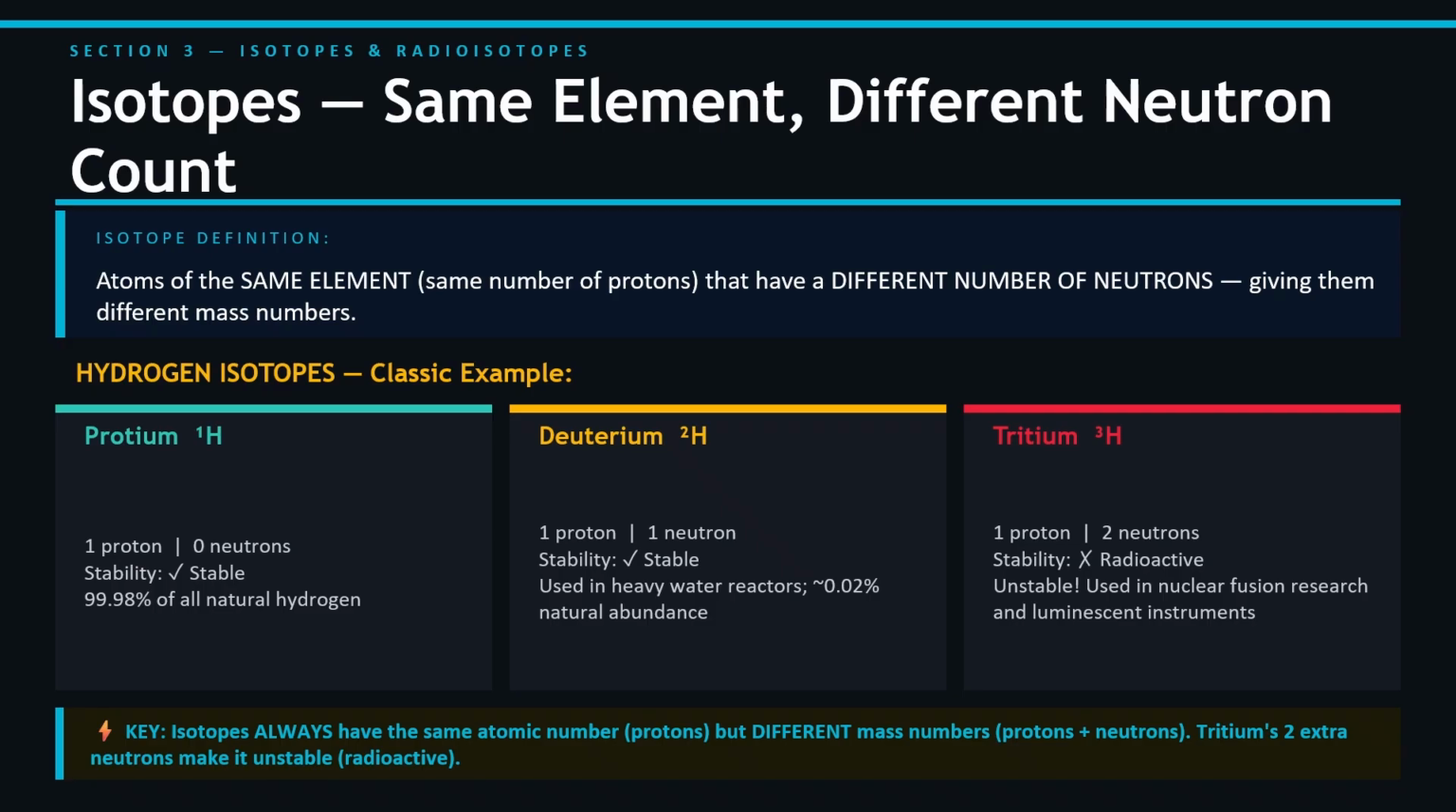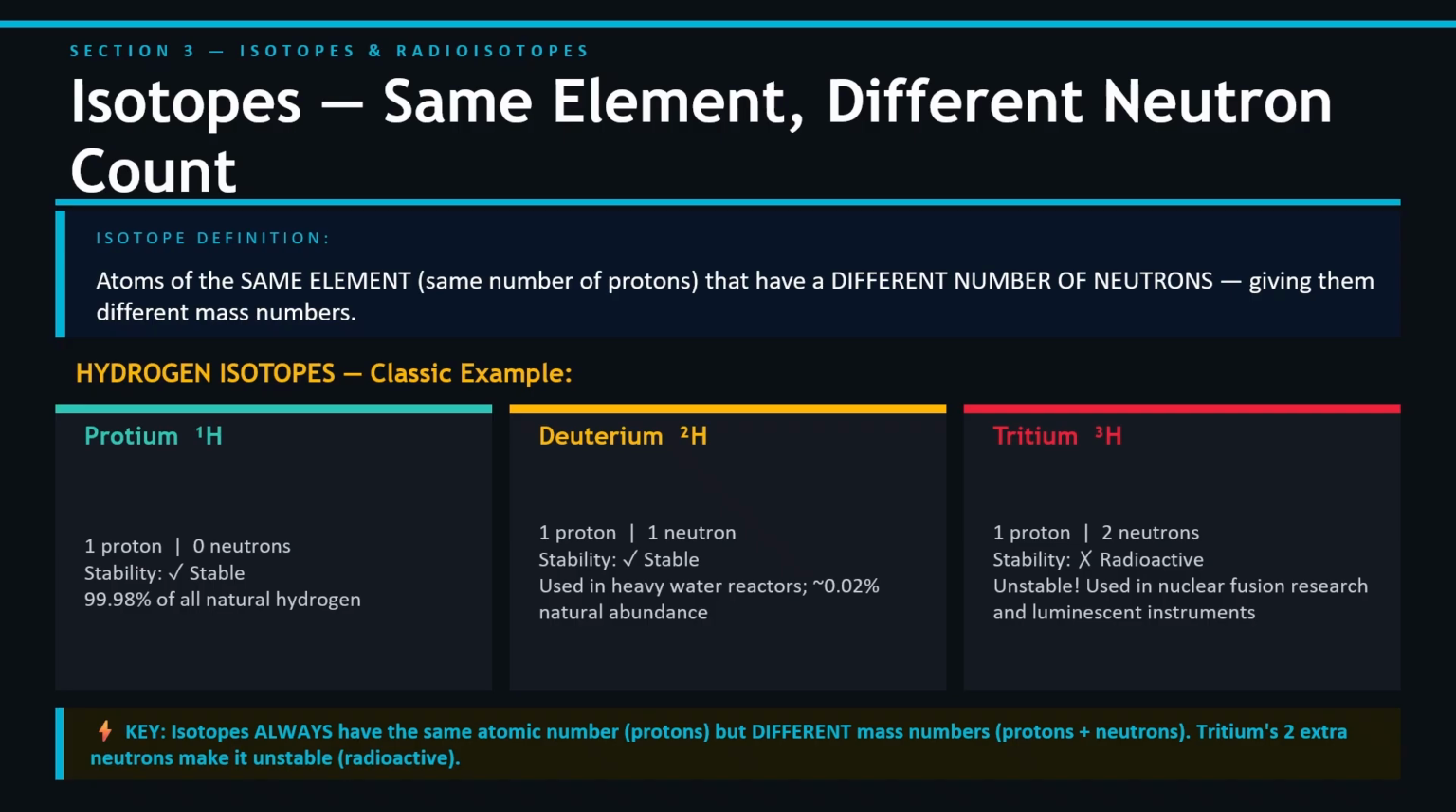Hydrogen gives us a simple example. Protium has 1 proton and no neutrons. Deuterium has 1 proton and 1 neutron. Tritium still has 1 proton, but now it has 2 neutrons. Notice what stays constant: the number of protons. That means all 3 are hydrogen. What changes is the mass number because the number of neutrons changes.